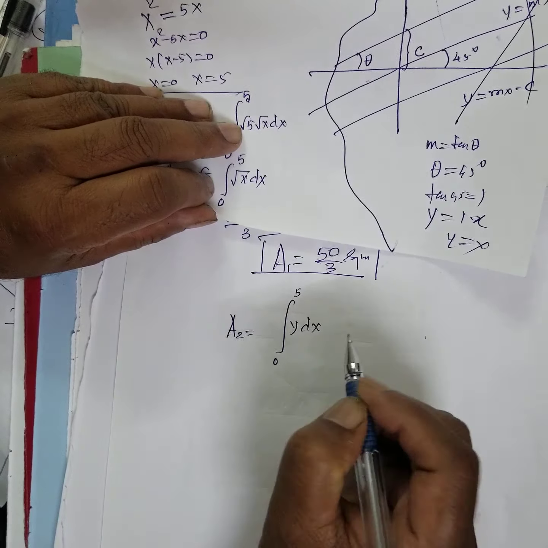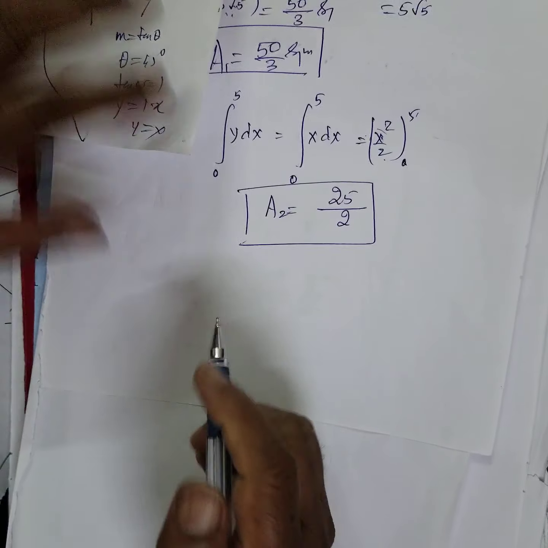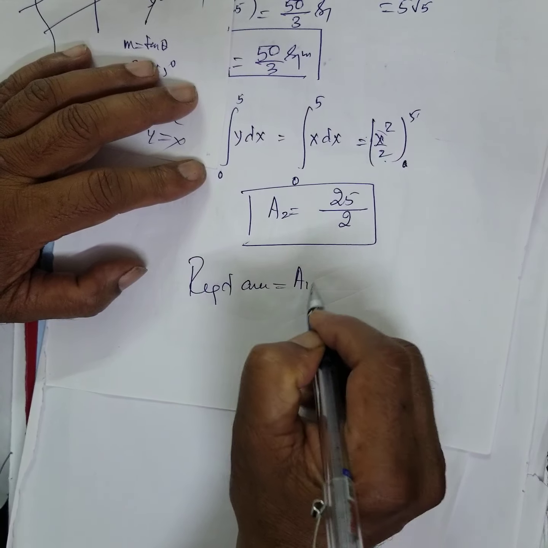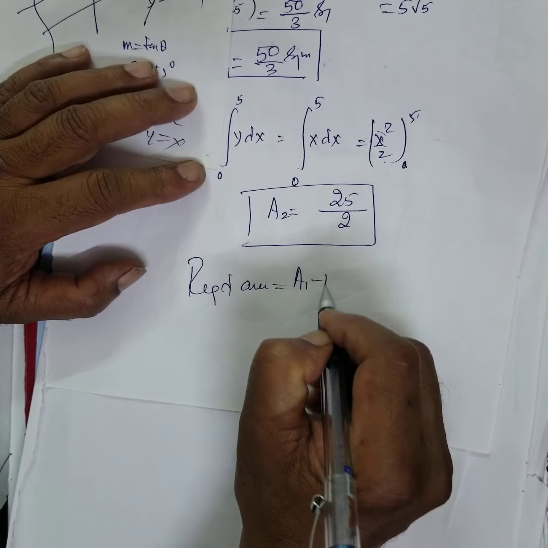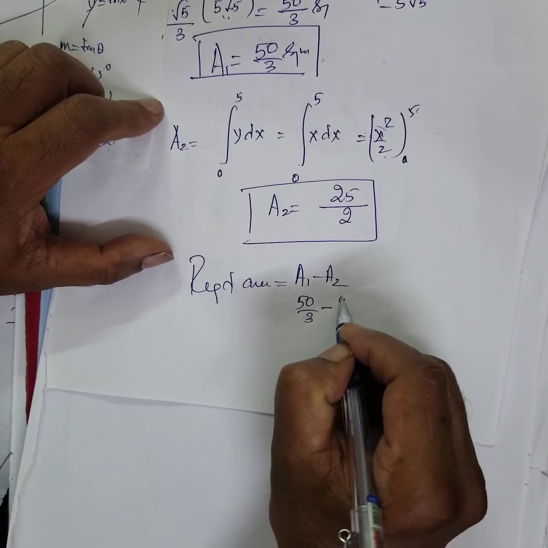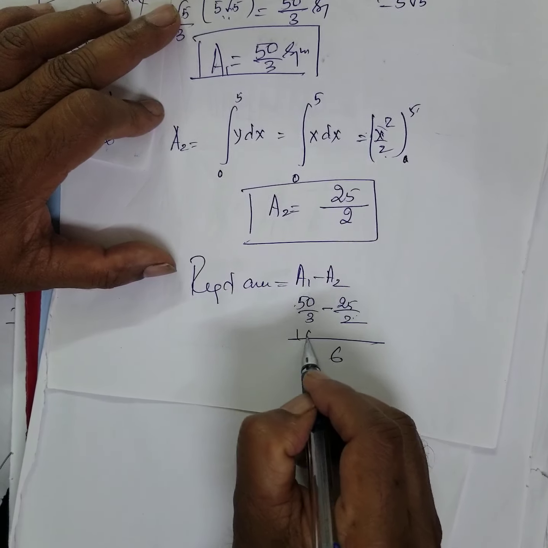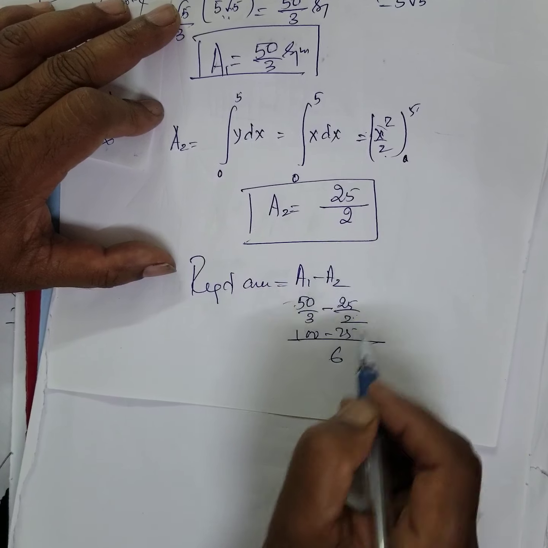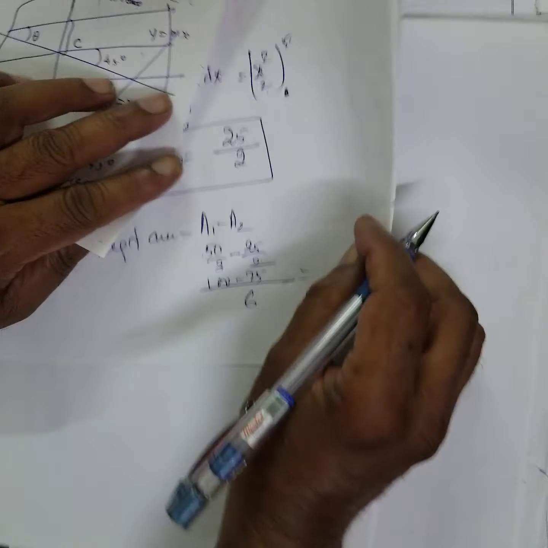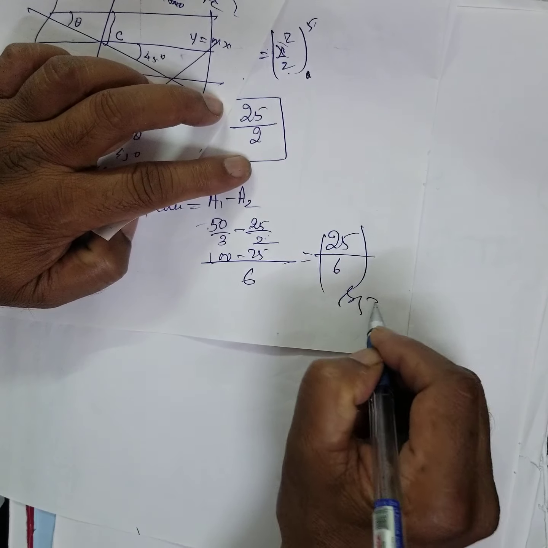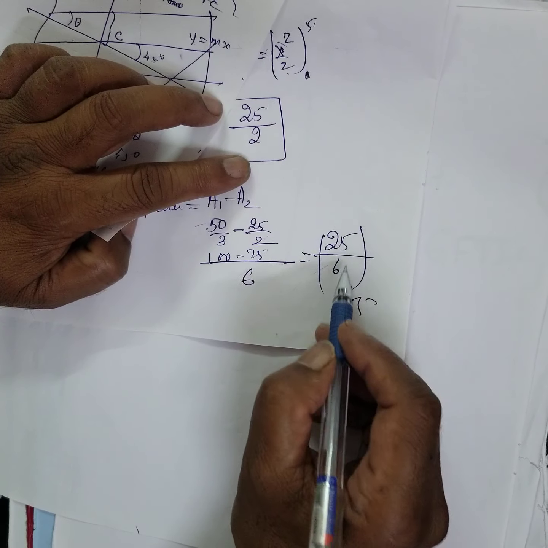This is the required area. Therefore, the required area is equal to A1 minus A2. What is A1 you got? 50 by 3 minus 25 by 2. 6 is LCM. How much? 100 minus 75. Correct? That means 25 by 6 square unit.